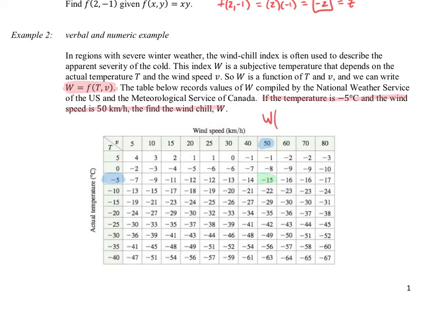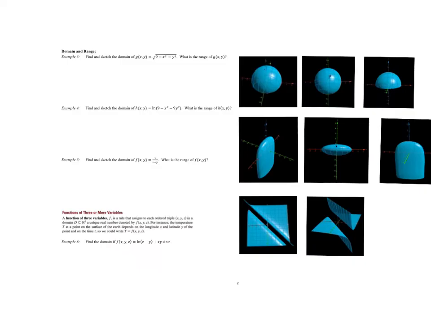So again, we have W of -5 and 50, and we in turn get a wind chill of -15. And that would be degrees Celsius, and we are able to look at this function of multiple variables just based on the table here and a verbal explanation. Okay, let's go on to the next page.